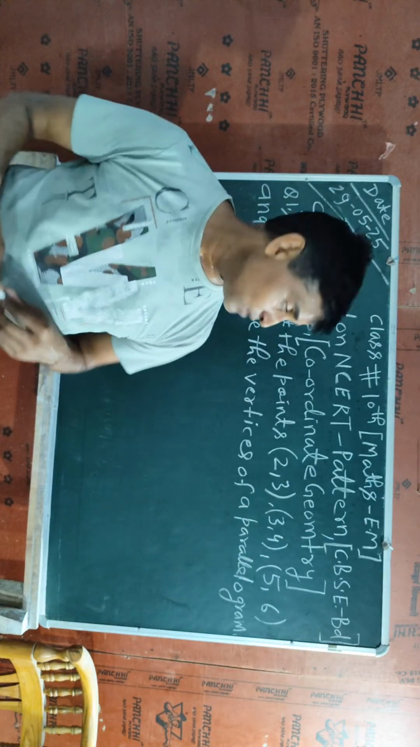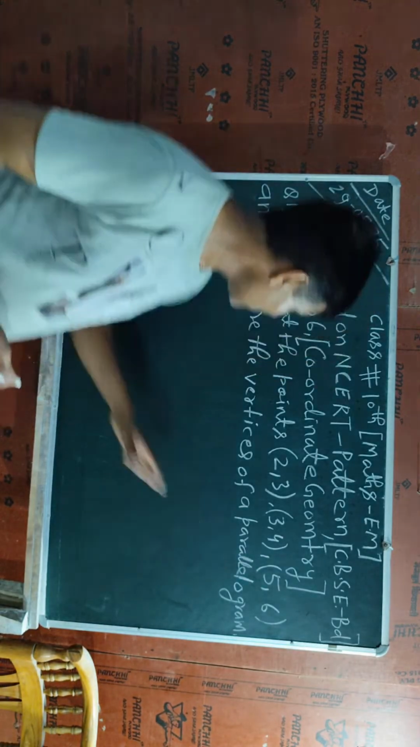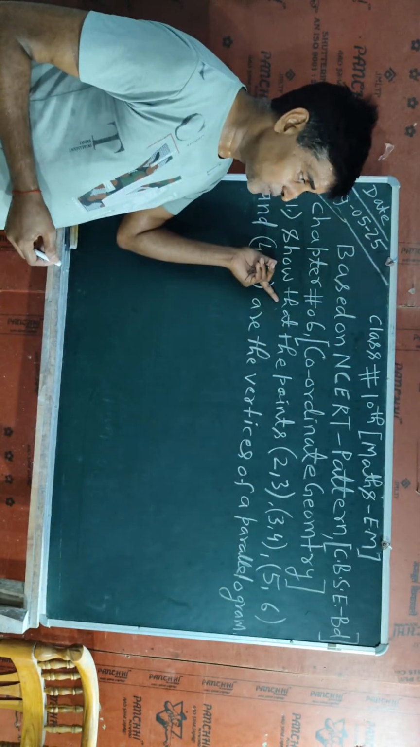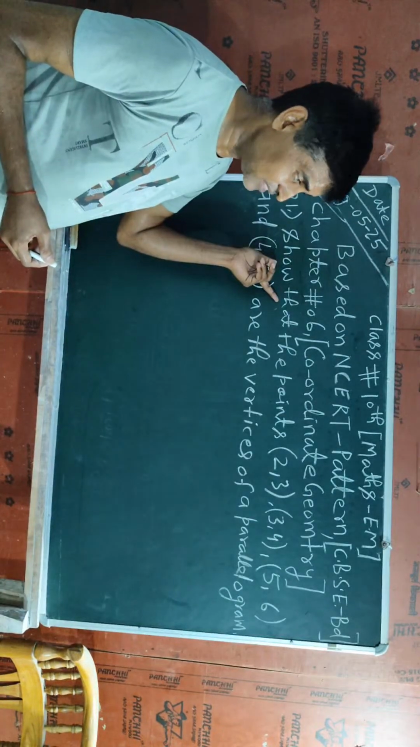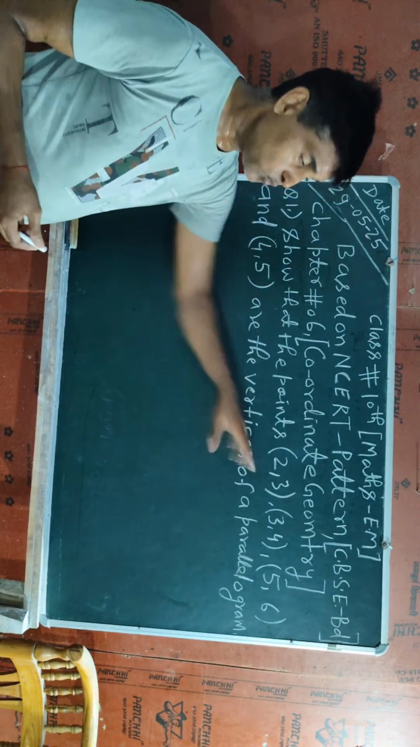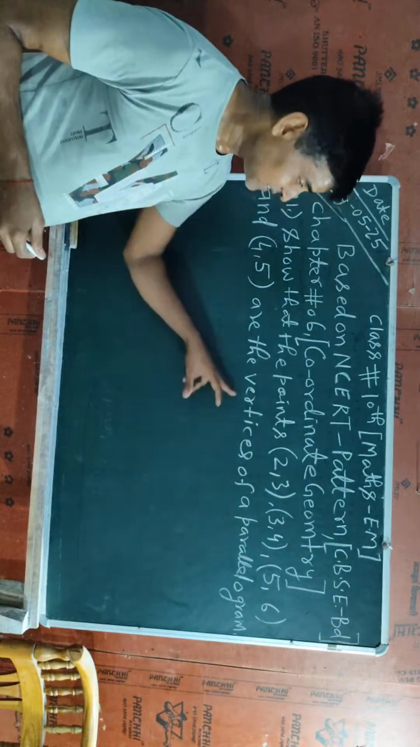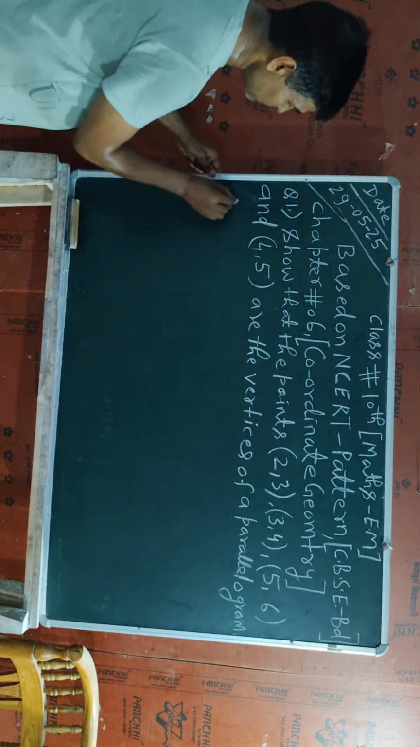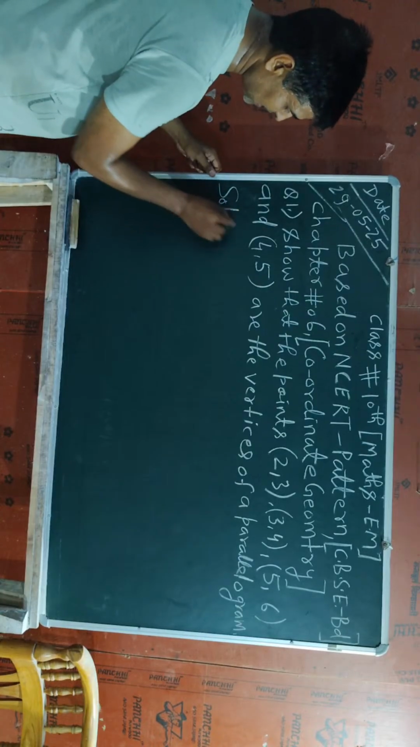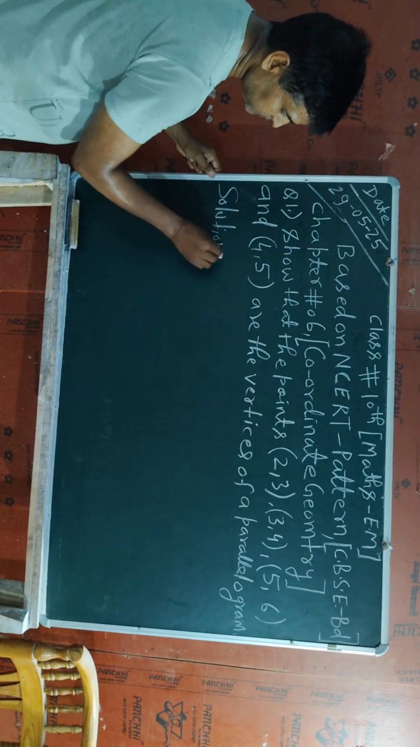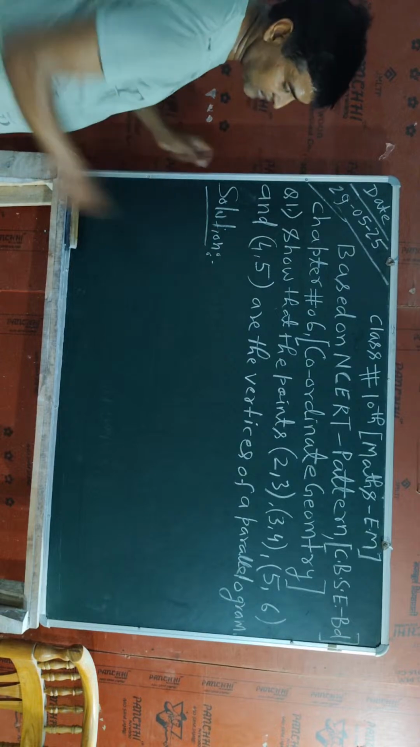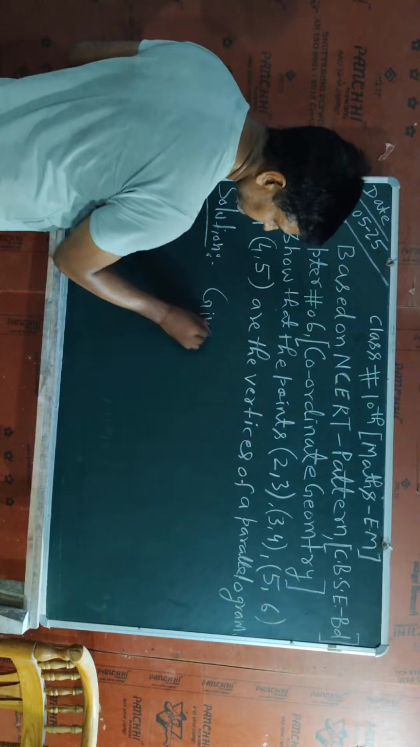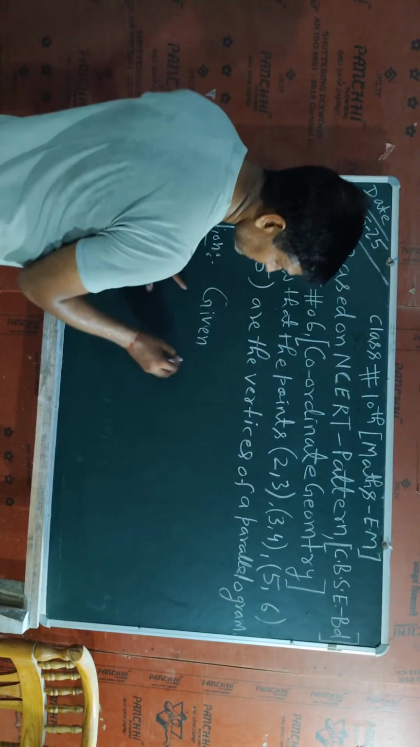I will say, according to the distance formula, I have proved that the parallel sides have the same length. It means that these points will be the vertices of a parallelogram. Okay students, now here, first of all, I am going to write the solution line. We have to write the information that is given for the parallelogram.